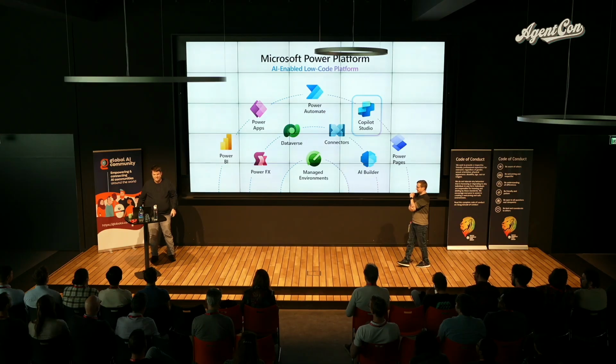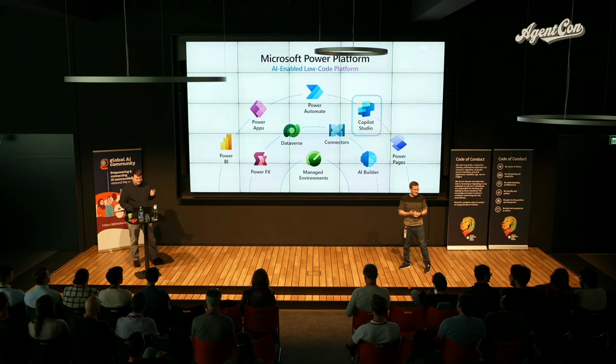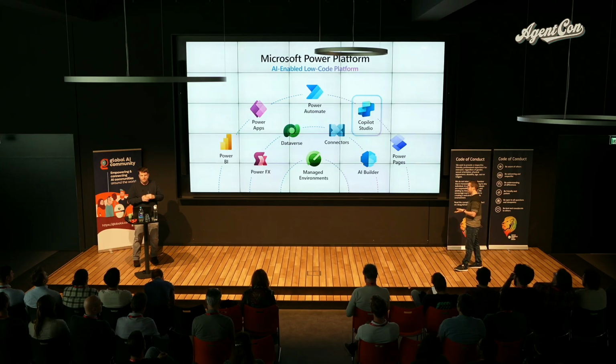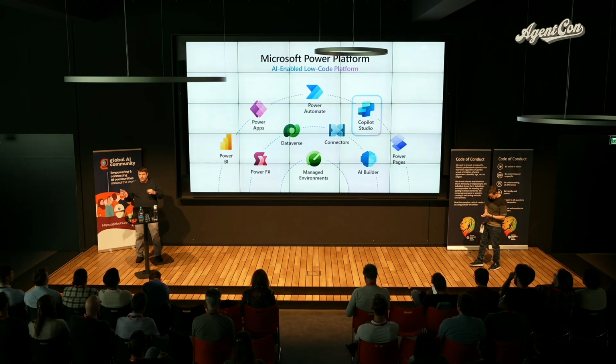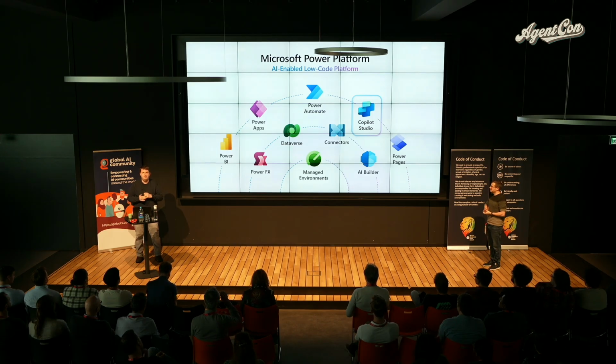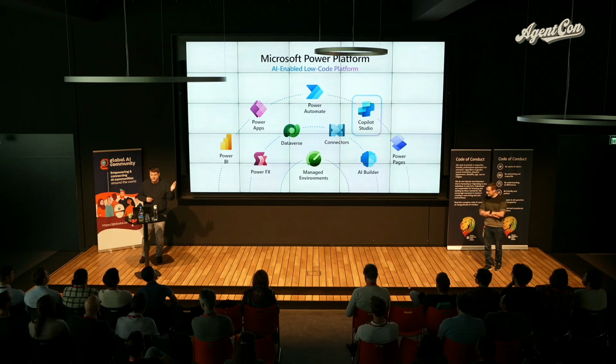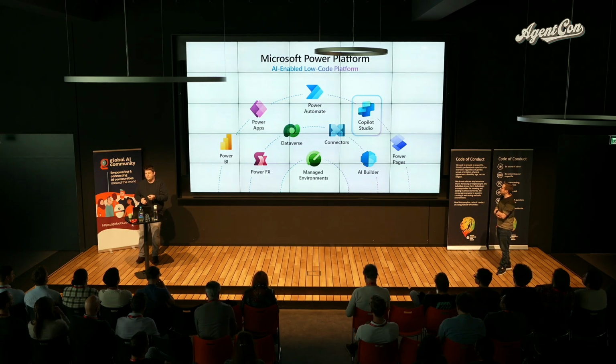Okay, so to give you a little bit of an introduction on Copilot Studio. Copilot Studio is a low-code tool that you can use to build agents. And it's part of the Power Platform. The Power Platform is the low-code platform within Microsoft. And we have a bunch of products that you can see on the outer line, basically. So you have Power BI for analytics, Power Apps for application building, Power Automate for automation, Copilot Studio for agents, and Power Pages for websites.